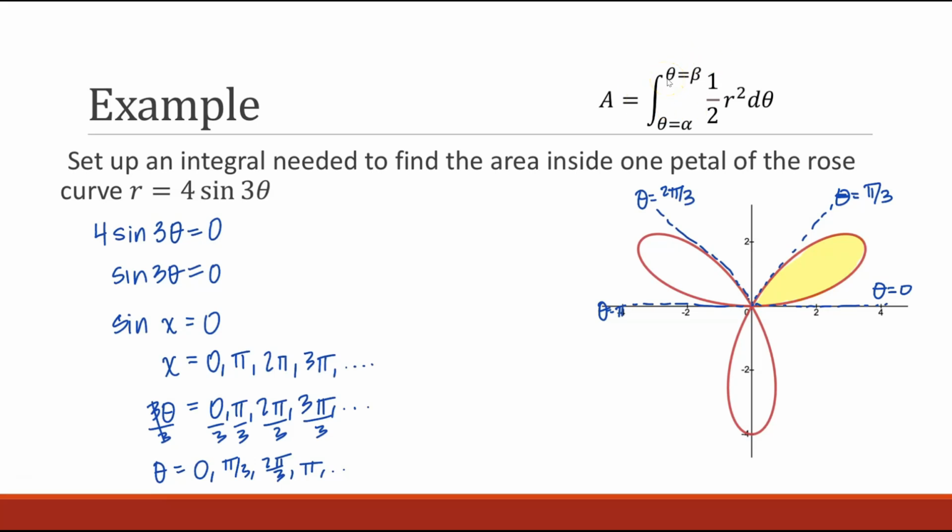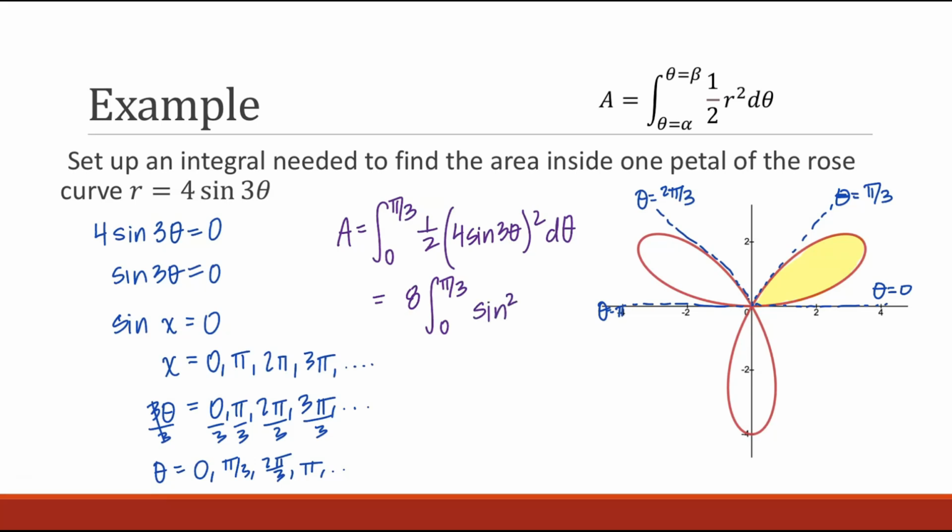So let's go ahead and set up the integral. Our area is going to be the integral from 0 to pi over 3 of 1/2 times r squared, so 4 sine of 3 theta squared d theta. We can clean this up a little bit. The 4 would get squared, that's 16. 16 times 1/2 is 8. We can pull the 8 to the front. So 8, the integral from 0 to pi over 3, and then we'd have sine squared 3 theta d theta. And the integration on that would require the power reducing formula.